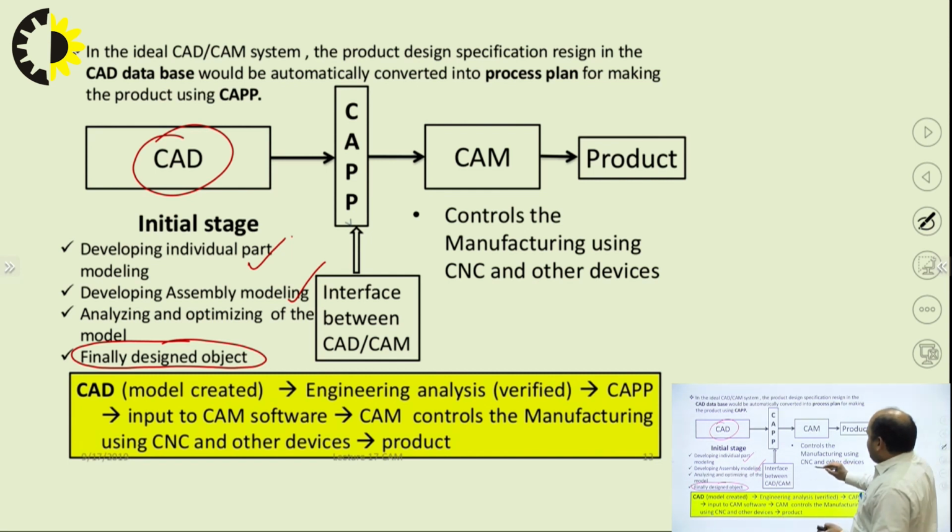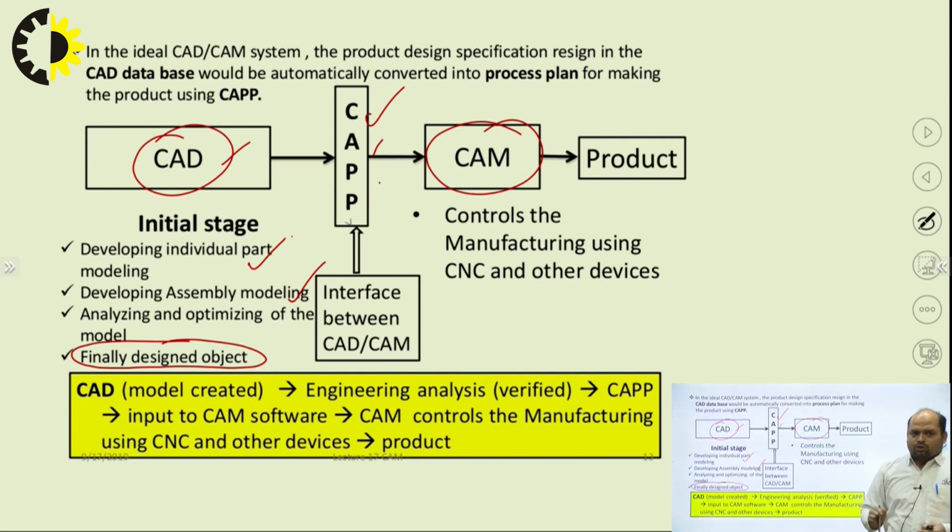Here the interface between computer aided design and computer aided manufacturing is computer aided process planning. We have to properly plan our manufacturing route so that we can accordingly use the computer aided manufacturing system over machines, CNC machines, and can manufacture the component using CNC machines and other devices, and finally we will get the product here.